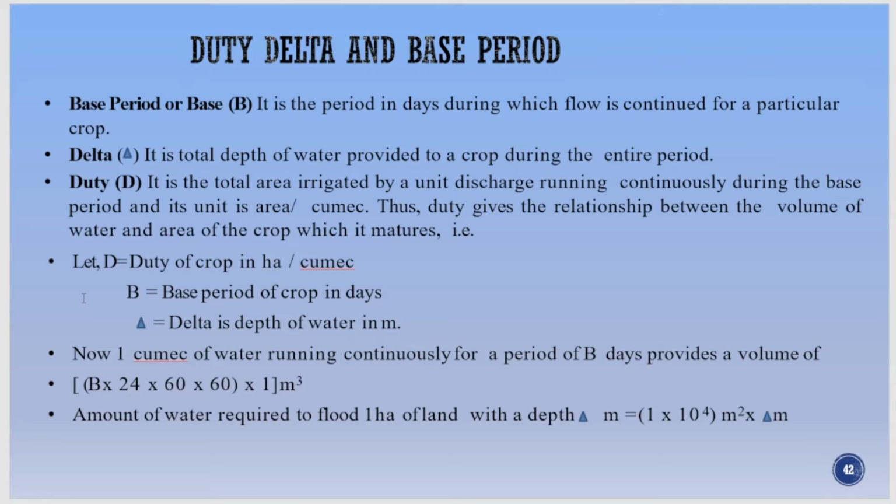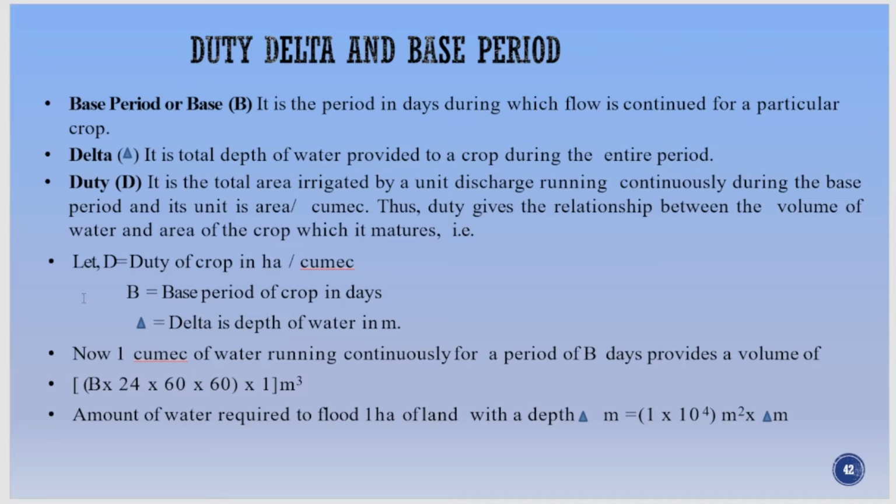First, duty. Duty explains how many hectares of land can be irrigated by supplying 1 cumec of water. Suppose an agency supplies 1 cumec of water; the total land that can be irrigated by that 1 cumec of water is called duty. Now going to what is delta.